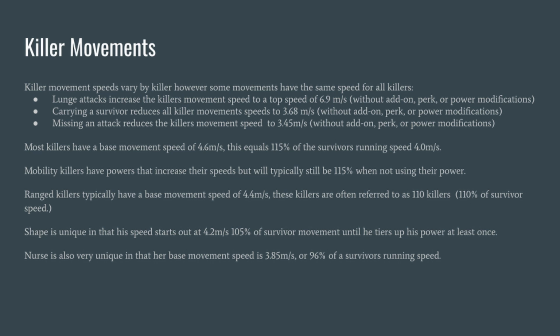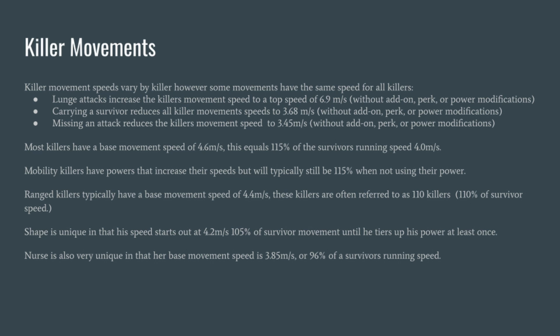The Nurse is very unique in that her maximum base movement speed is 3.85 meters per second, or 96% of a survivor's running speed. Survivors move faster than the Nurse when she's not blinking. When the Nurse is blinking, it does up her movement speed to about 13.35 meters per second, but again, when she's not blinking, she is slower than the survivors.